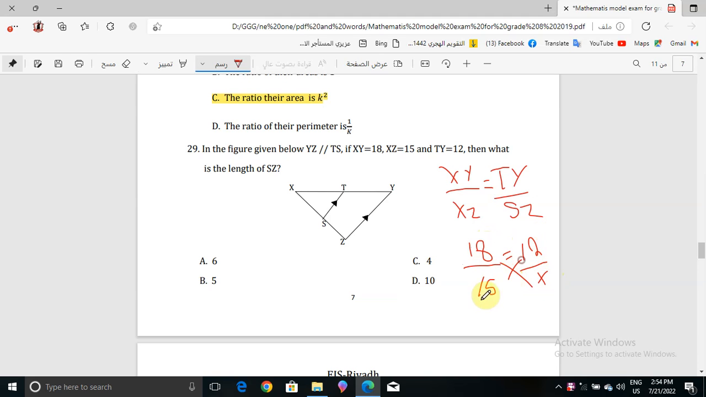Then we will crisscross: 15 times 12 will be 180, which is equal to 18x. Then we will divide both sides by 18. So you will cut 18 by 18 and 18 by 180, it will be 10. So that means x is equal to 10. So the correct answer for question number 29 will be choice D. Okay.